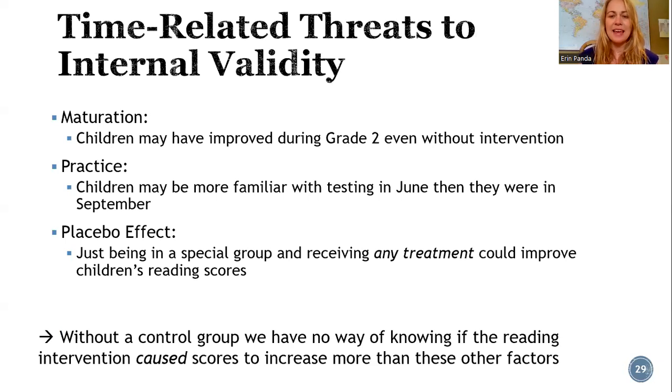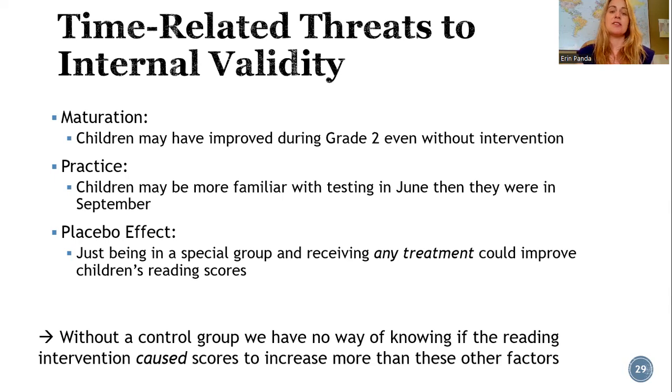It could be that kids might have improved in their reading skills even without intervention. We have no control group in this design, which is a really, really bad thing because we have no way of knowing whether the improvement that our kids who got intervention showed is actually greater than they might have shown had they not received intervention. It could also be that kids just get better at taking the reading test and that what we're measuring here is just the practice effect of taking the test twice.